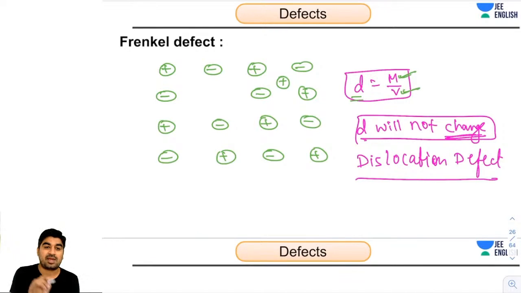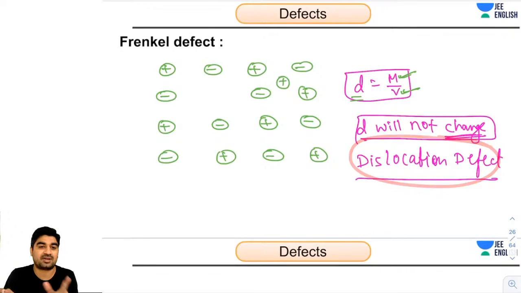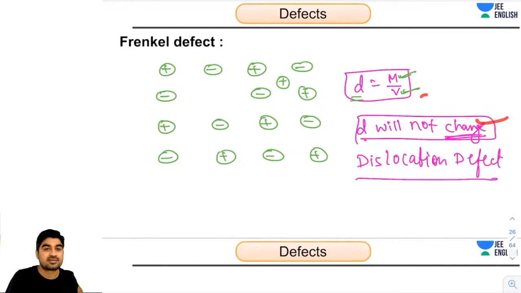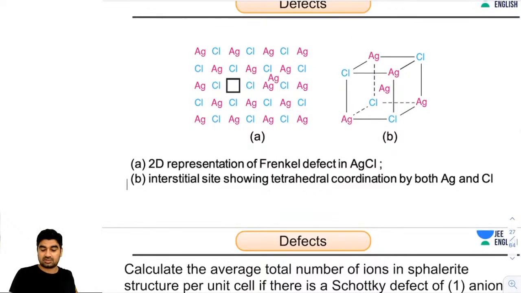Why am I calling it dislocation defect? Guys, the answer is simple. One ion is dislocating. It is not present in its regular location. It is a dislocation. Yes, it is not leaving the crystal. So the other name of this defect is dislocation defect. Density will not change, guys. Got it? So note it down. Now here you can see this Ag plus is present here instead of its regular site. So mass will not change, volume will not change, density will not change, right? Note it down.